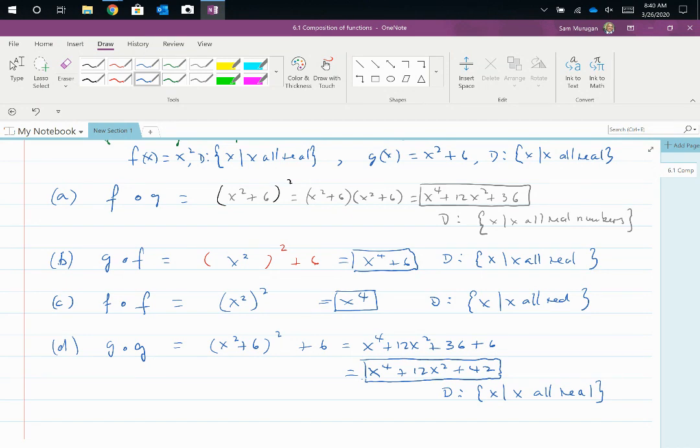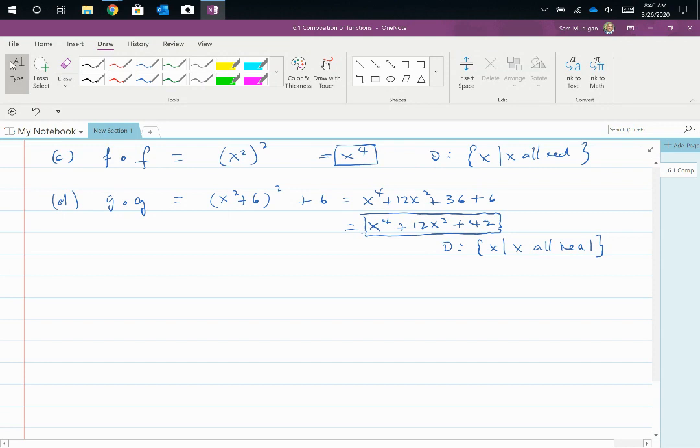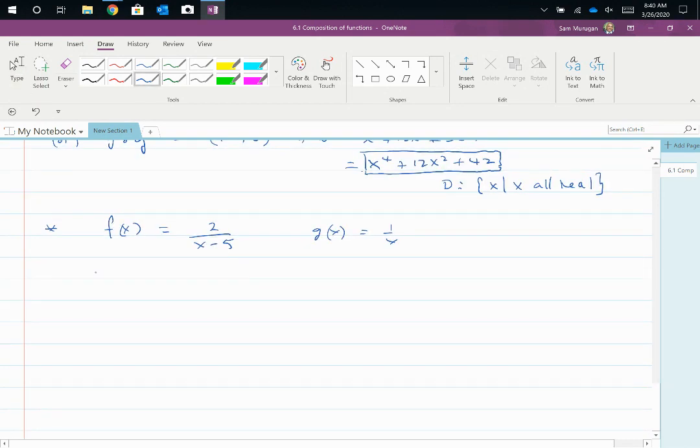I want to go ahead and look at a couple of rational function examples. So given f of x is equal to 2 over x minus 5, and g of x is equal to 1 over x. Now notice the domain here, x cannot equal 5. That would make the denominator 0. And in this case, x cannot equal 0.